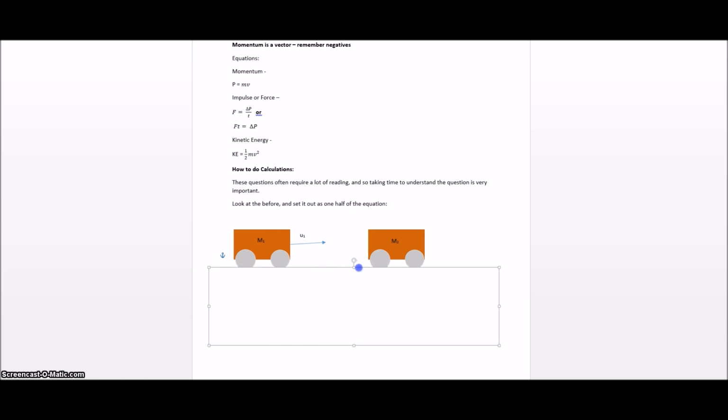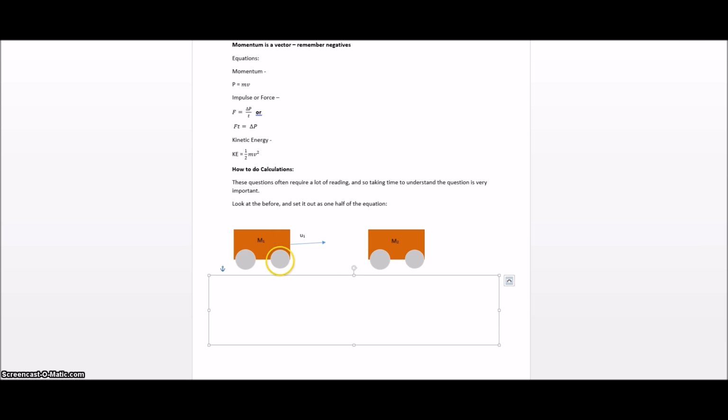So how to do the calculations? First, you should read the question and really take some time to read it, because some very small changes in wording can change what it means and completely throw off all your calculations. So just take some time to read it and understand what it's saying. Next, drawing a diagram is very helpful. So, a before and after diagram of the collision.